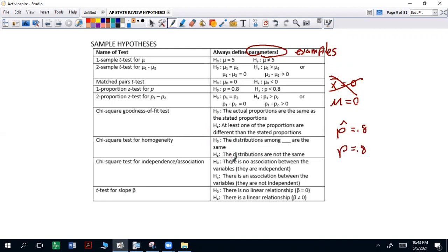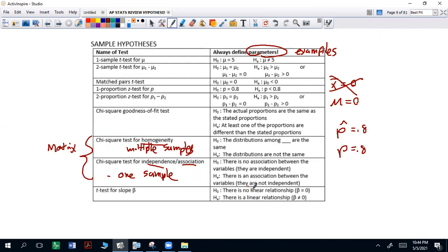And there's nulls for chi-square tests, but they're a little more generic. Just the actual proportions are the same as stated proportions for goodness of fit, whereas the alternative is just different. Chi-squared, the distributions among whatever are the same. Distributions are not the same. Remember, chi-square test for homogeneity is if it's multiple samples, whereas if it's independence or association, it's just one sample. And these are your matrix chi-squared tests.